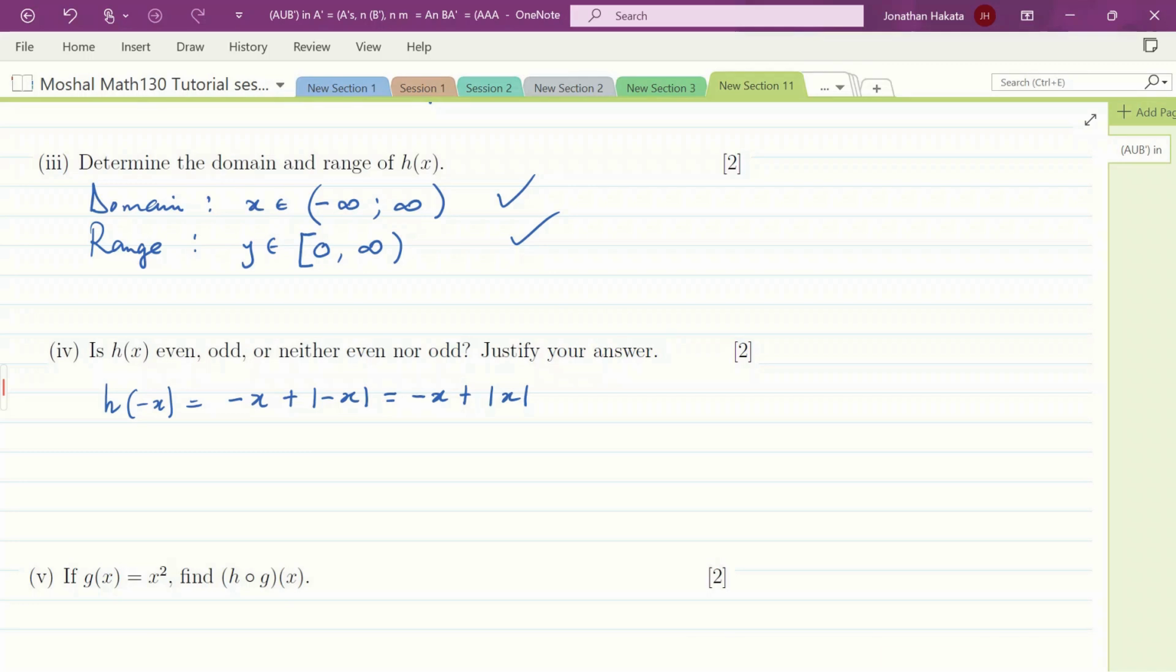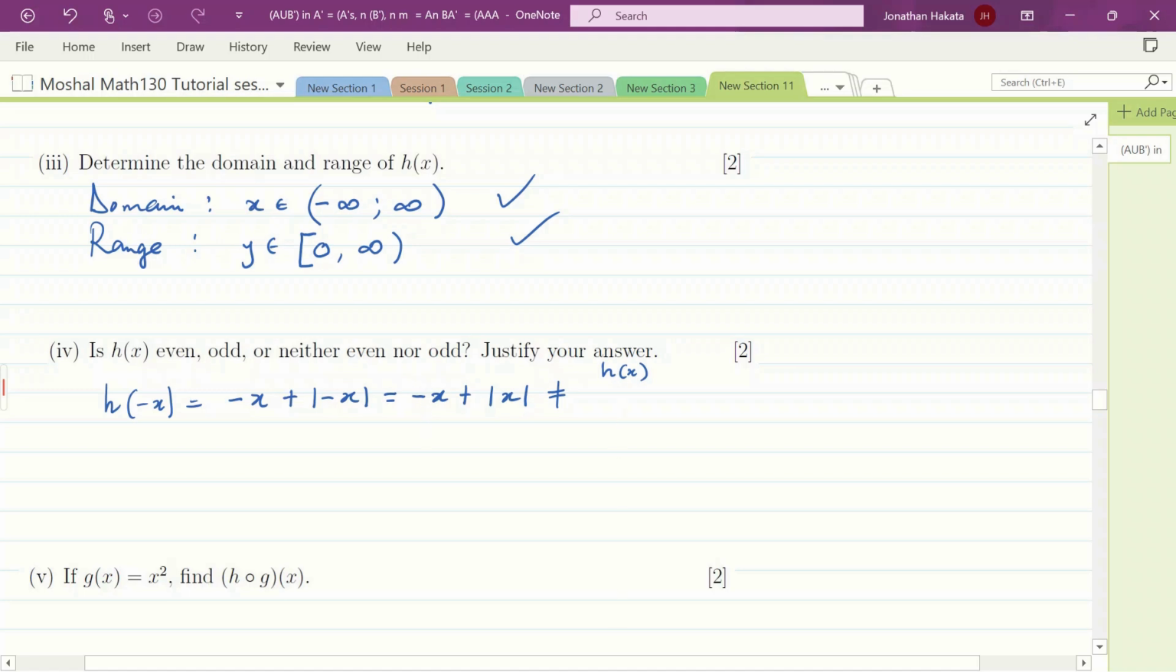But anyway, coming back to our question. So the modulus of negative of x is equal to minus x plus. And remember, the modulus of positive x is just the modulus of x. But as you can see, this is not equal to h of x. Can you see that? Because h of x does have a positive x at the beginning.